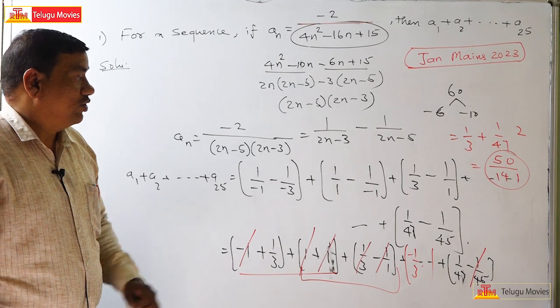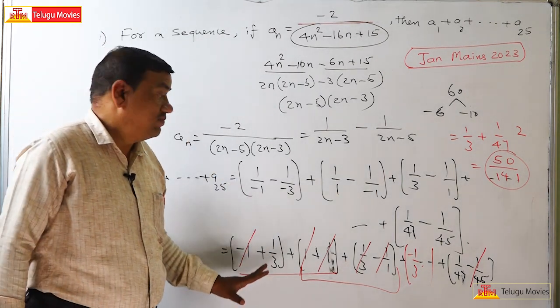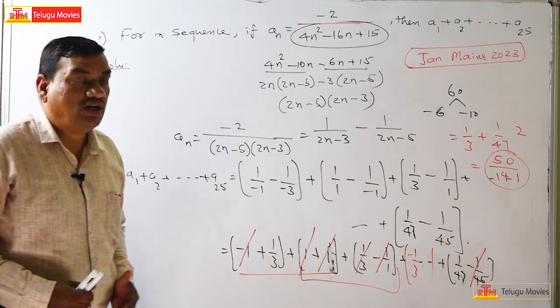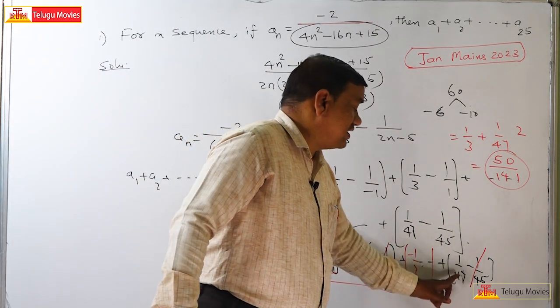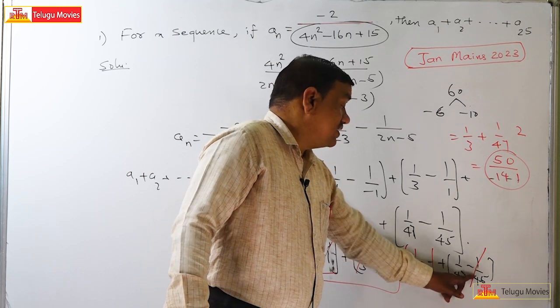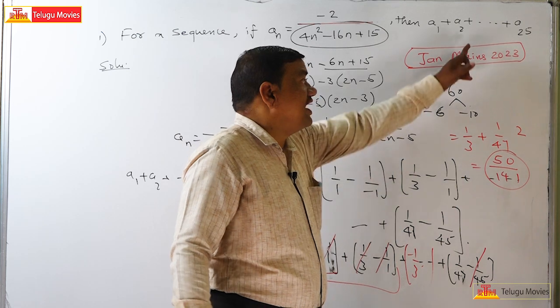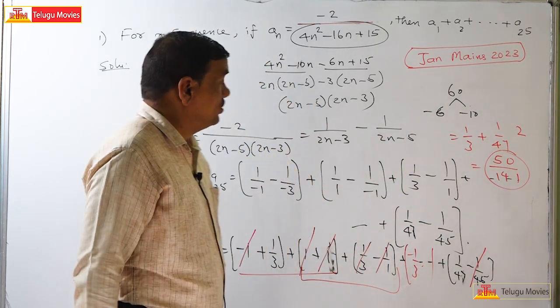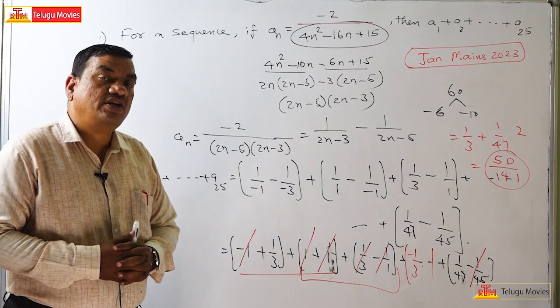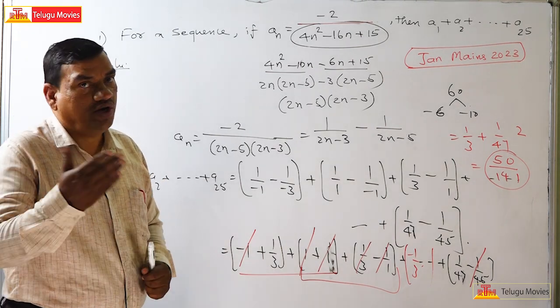I hope that definitely this type of cancellations will take place in these problems. If you have any doubt about which term will cancel, whether 1 by 47 or -1 by 45, just find the term before this, that means find the a24 term, and definitely you will get the answer. I hope that you understand this solution. Let us move to the next problem.